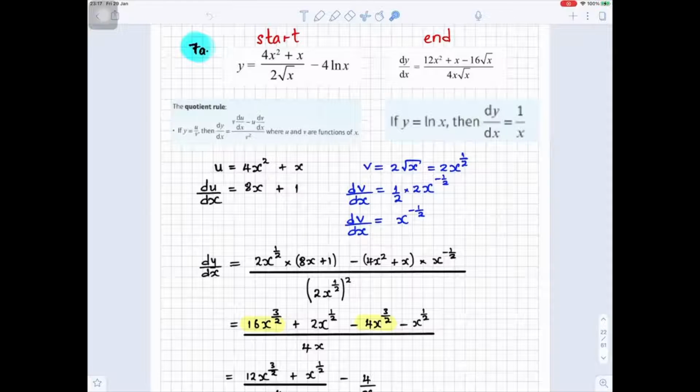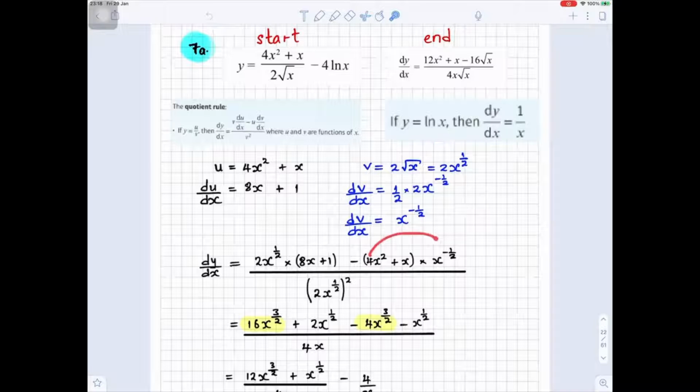Now we want to remove the brackets. 2 times 8 gives you 16. X to the half times x to the 1, 1 plus a half gives you 3 over 2. 2x to the half times 1 gives you 2x to the half. This is like minus 1 times 4x squared. It gives you minus 4x squared.